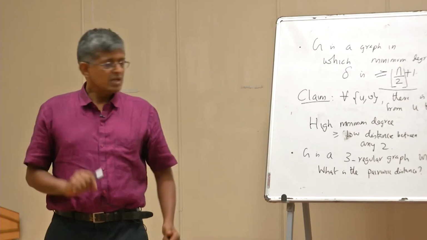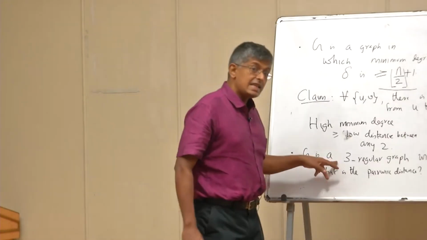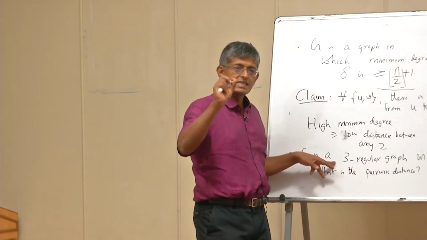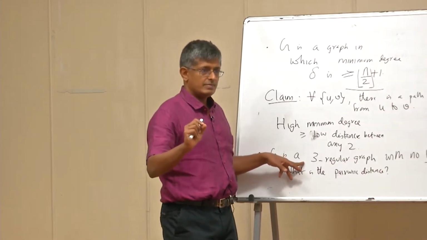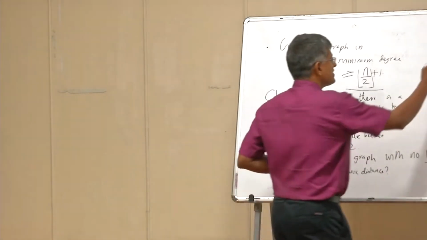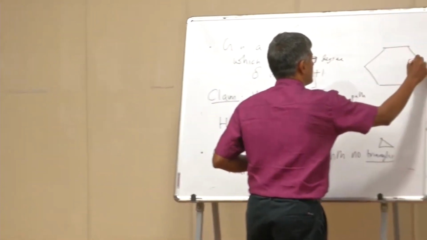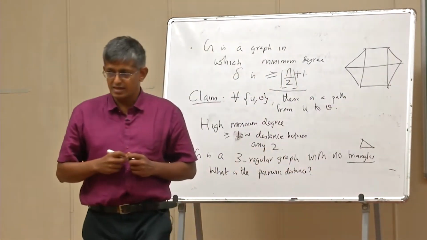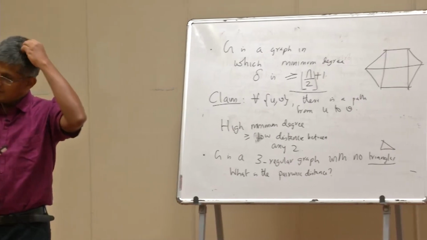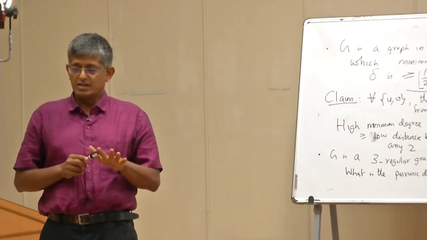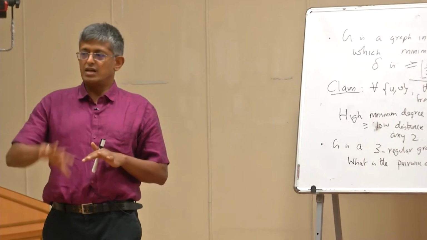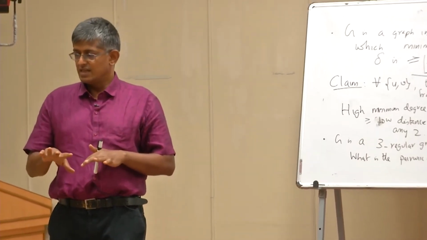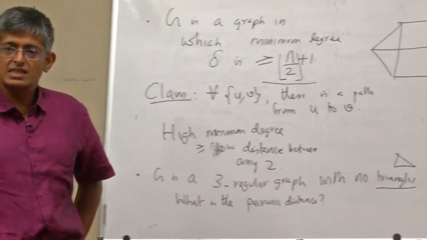But let's assume that the graph is 3 regular, which means that every vertex has degree exactly equal to 3. Fine. Examples of such graphs, you should always try and construct simple examples to start with. So this is a graph in which every vertex has degree 3. Take an even cycle and put a matching set of edges which are disjoint. Just increase everybody's degree by 1. What can you say about the pairwise distance in such a graph?